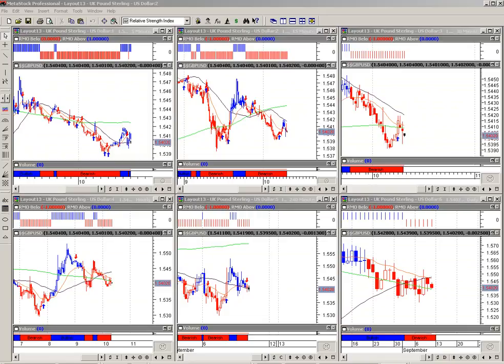Next, I'm doing the sterling against US dollar pair on our CTC strategy template on Metastock Pro.